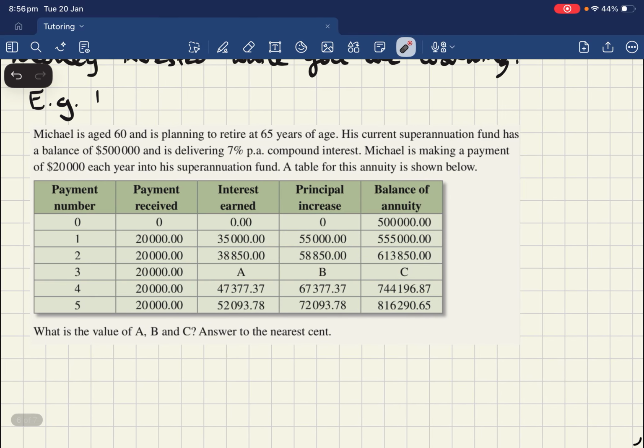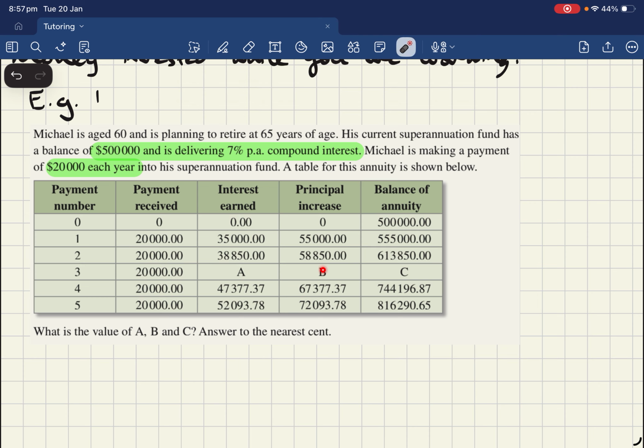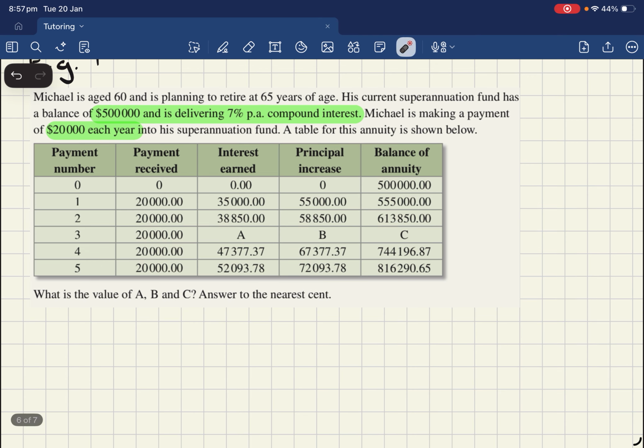Now, just reading this question, it's saying Michael is age 60 and planning to retire at 65 years of age. His current superannuation fund has a balance of $500,000 and is delivering 7% per annum compound interest, and he's making a payment of $20,000 each year into the super fund. So we are looking at this table and trying to find these unknowns here. Let's just examine this and see how it works.